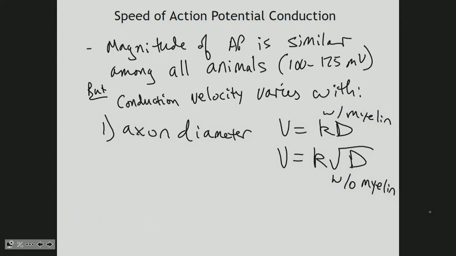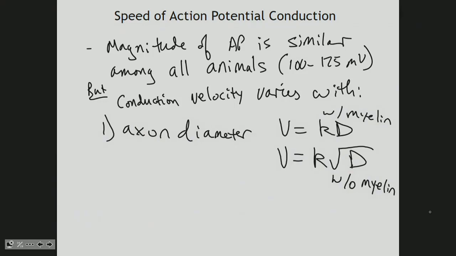If you don't have myelin, you've got V as being proportional to the square root of D. So you have to have disproportionately large fiber diameters to increase your velocity. You end up with something like a squid giant axon, because they don't have myelin, so they have to get really, really big to conduct fast action potentials. I'll show you that in a graphic in a second.